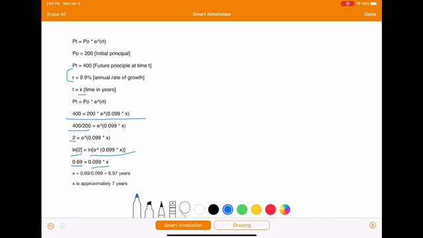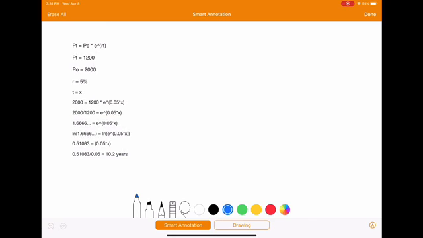We want to get x by itself, so we divide both sides by 0.099, and we get a little bit less than 7 years. If we wanted to be more careful about the approximations, with some more decimal places, we get as close as we need to the approximate answer, 7 years at 10%. Let's do another problem just for practice.